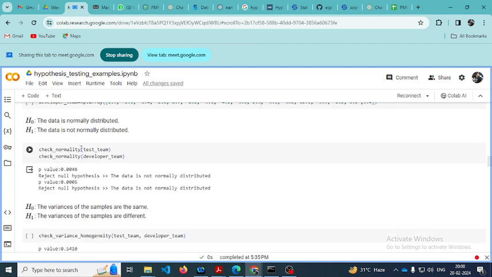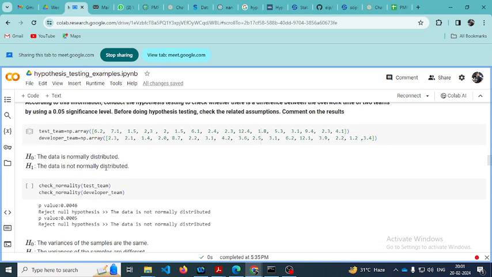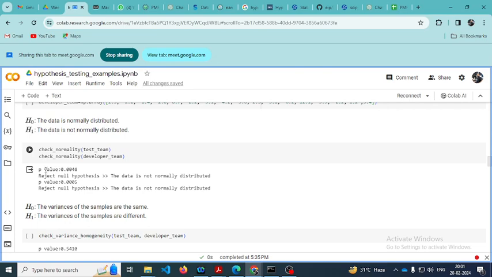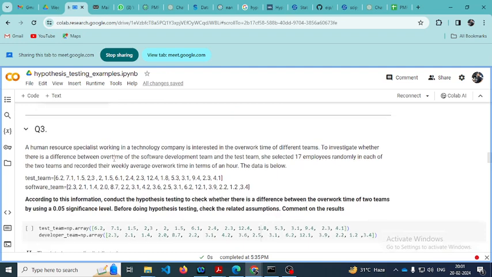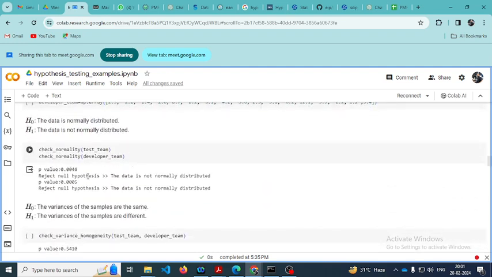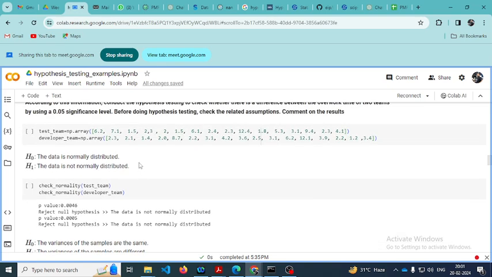In such cases, you can check normality. You can call the normality function for these two teams, the test team and the developer team. It will give some p-value. I think I need not explain again. In this example I get my p-value as 0.0046. The level of significance they have given is 0.05. So p is less than alpha, where alpha is the level of significance, 0.05.